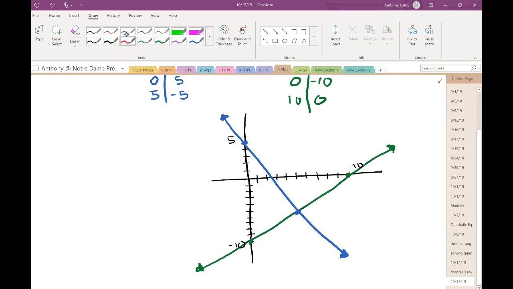And recall, what did we say was the solution to this system? Was 5, -5, right? Which we notice is here. So what are we going to be looking for as far as a solution if we're graphing? I'm going to be looking for where they intersect.